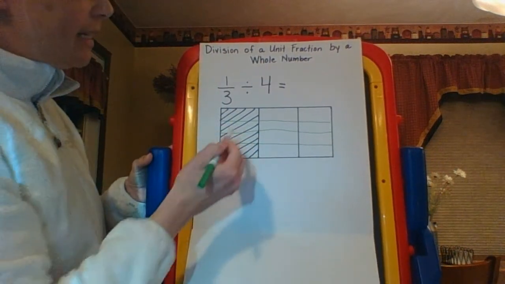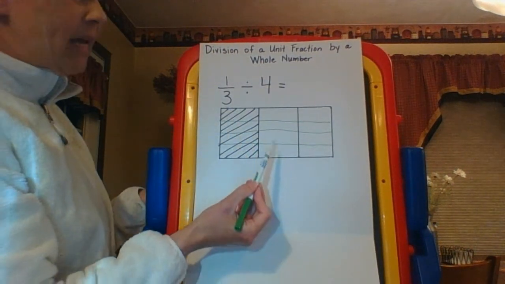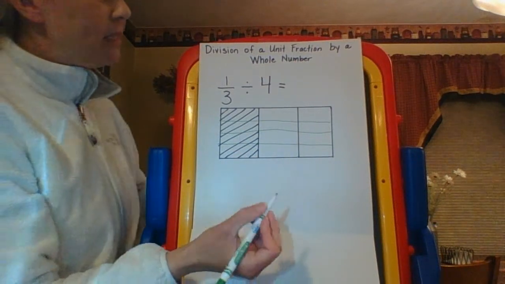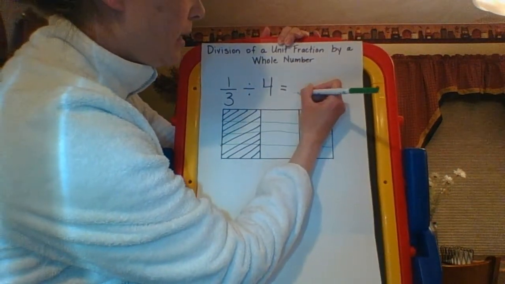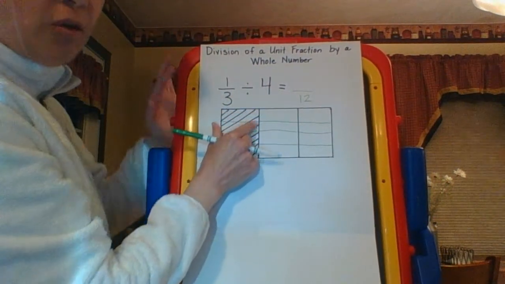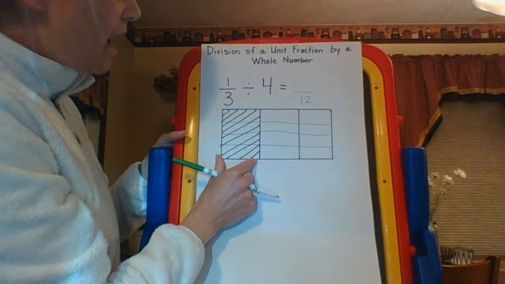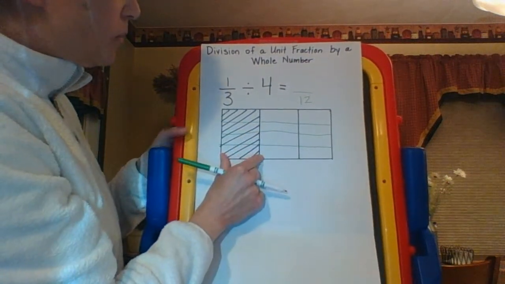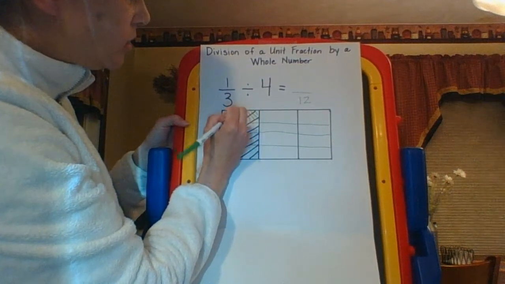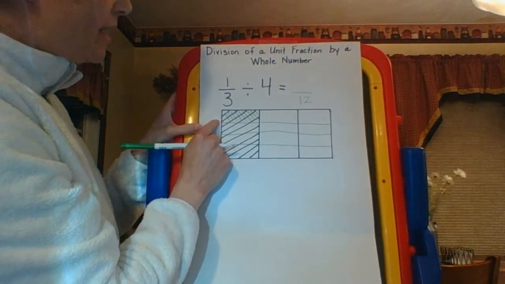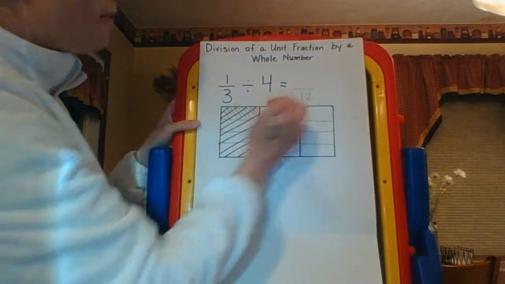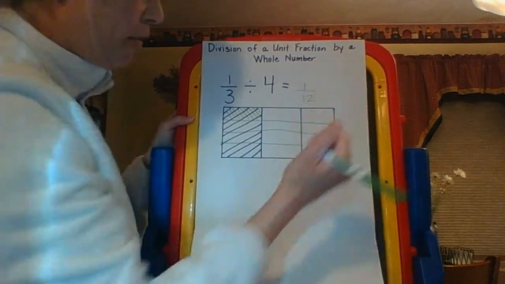So now I can see instead of having thirds, it has now turned into 12ths. So my denominator now is going to be 12. And if I just focus now on that unit fraction of 1/3, I can see that it is also partitioned. So I'm going to go ahead and shade this way so that I can now see that if I take 1/3 and I partition it into 4 equal parts, I've got 1/12.